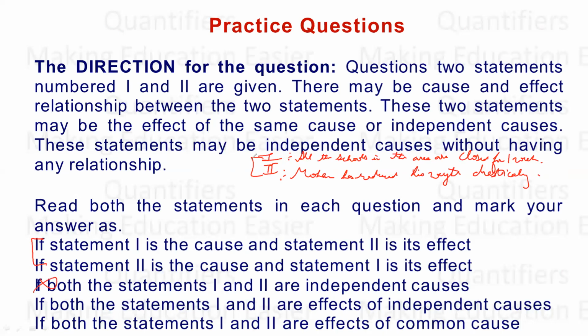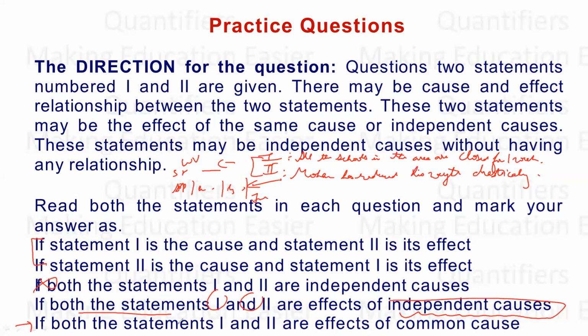So can we see here that maybe 1 is an effect of independent causes? So all the schools in the area are closed for 1 week. So maybe because of the winter vacation, because of summer holidays, maybe XYZ reason. Now Mohan has reduced his weight drastically. This is also the effect. The cause maybe he has stopped eating food, he's going on a crash diet, he's going to the gym, he's a fitness freak. So this is actually this option, that both statement 1 and 2 are effects of independent causes. That is, there is no connection between the two.